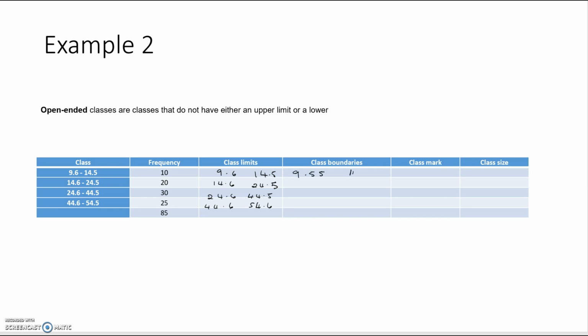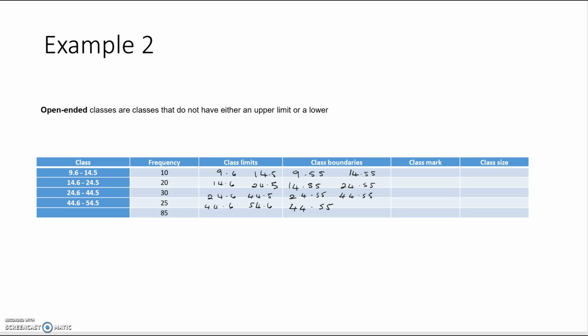9.55 and 14.55, so it's a little bit more. A little bit less than 14.6 would be 14.55. A little bit more than 24.5 would be 24.55. A little bit less than 24.6 would be 24.55, and a little bit more than 44.5 would be 44.55. These are just the rounding bits that make it go up or down. The next one, a little bit less than 44.6 would be 44.55.